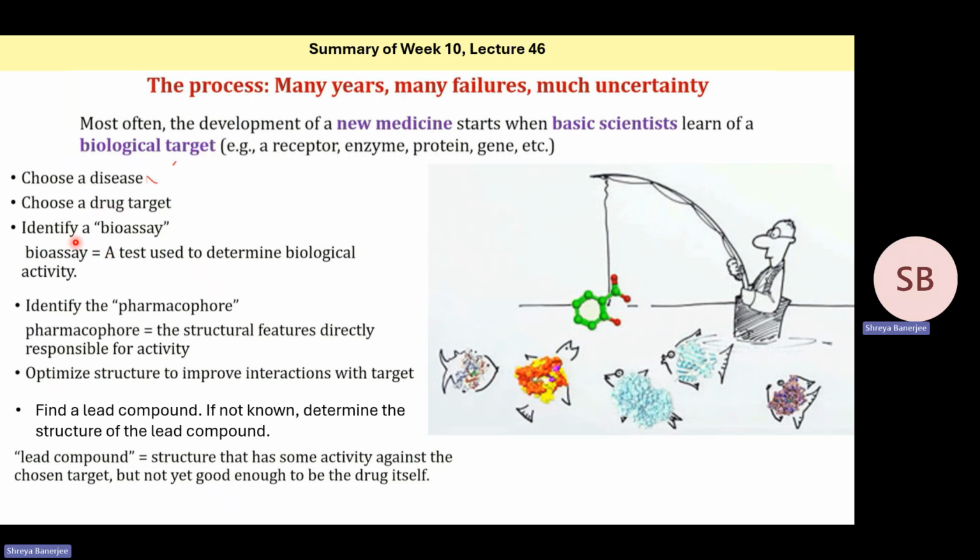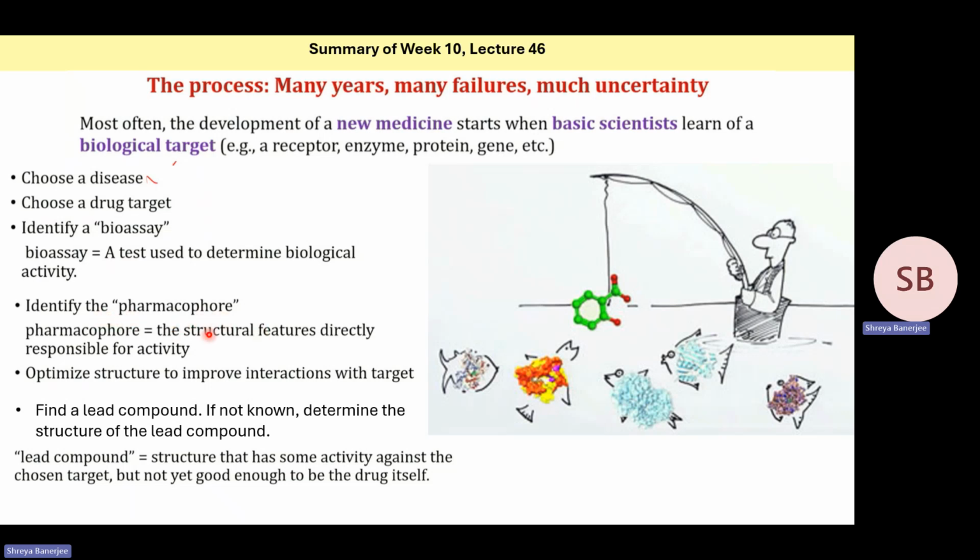Then you identify a bioassay, which is a test used to determine biological activity. So, suppose you're going to have a list of possible drug molecules. You need to test how effective these drug molecules are in inhibiting the protein protein interaction or reading of the gene, or basically how effective this drug is in preventing or reducing the effects of the disease. And that test is called the bioassay.